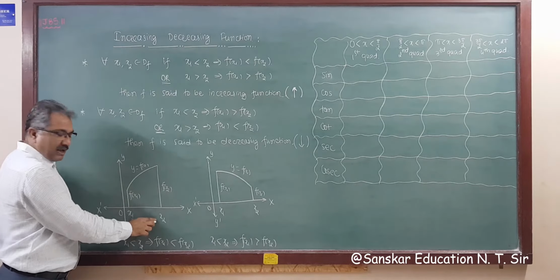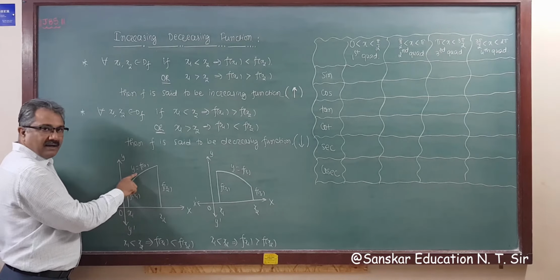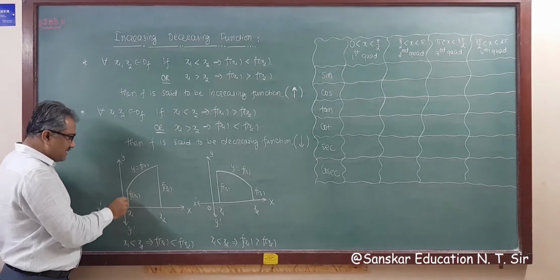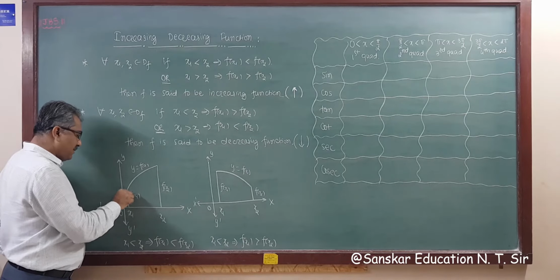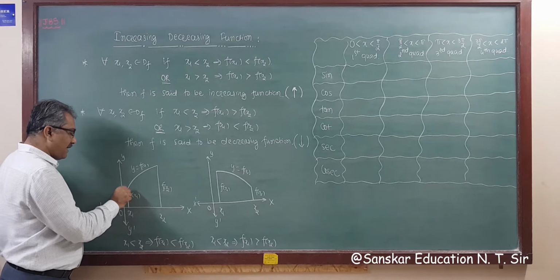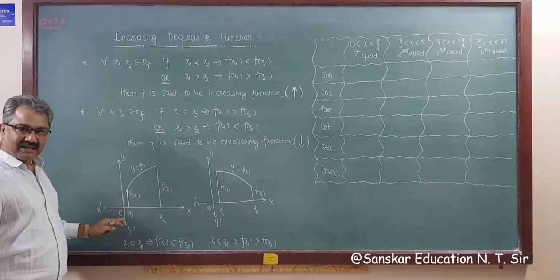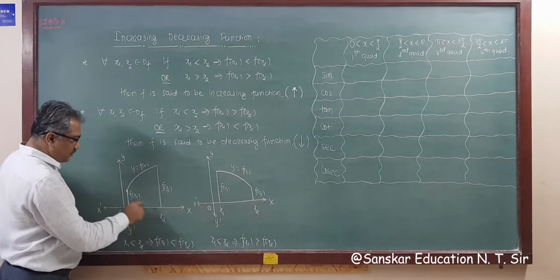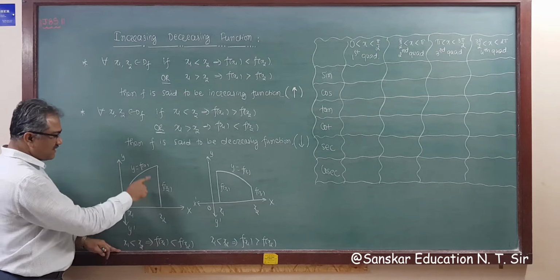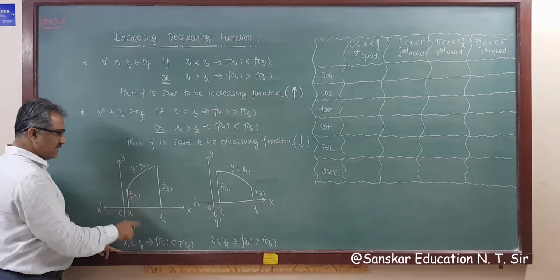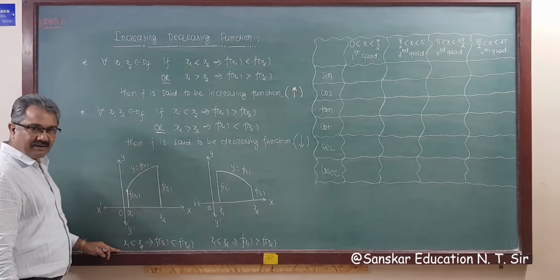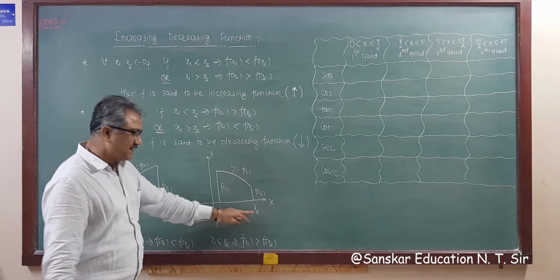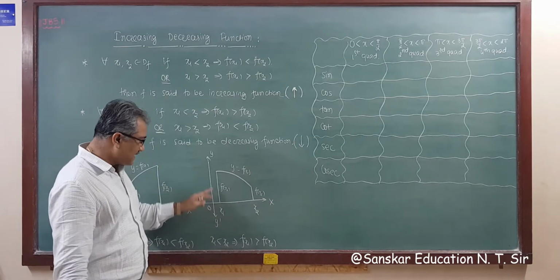Now see here, this is x1 and this is x2, so clearly x1 is less than x2. Now if we substitute the value of x1 in the function f(x), then this is the image of x1, that is, this is f of x1 and this is f of x2. So clearly x1 is less than x2, then f of x1 is less than f of x2, so this is an increasing function, right? So this function is said to be an increasing function, right? And here x1 is less than x2, this is x1, then this is f of x1, this is f of x2, so x1 is less than x2.